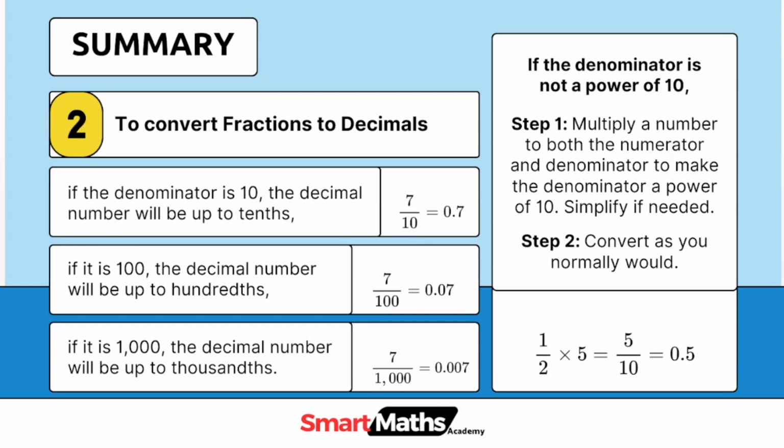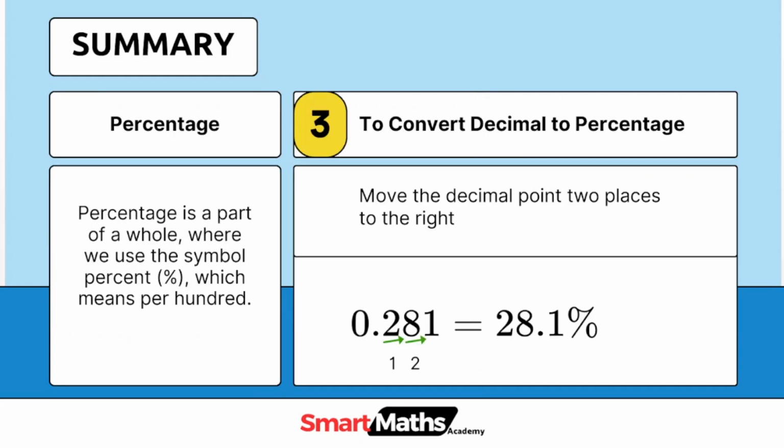And the last part is percentage. Percentage is a part of a whole, as we have said. We use this symbol to mean per 100. To convert decimals to percentages, we just move the decimal point 2 places to the right. As you can see on 0.281, we moved it twice. Then it should be between 8 and 1, and that's going to be 28.1%. I hope this is very clear. So I think that is what we have for us in this video.